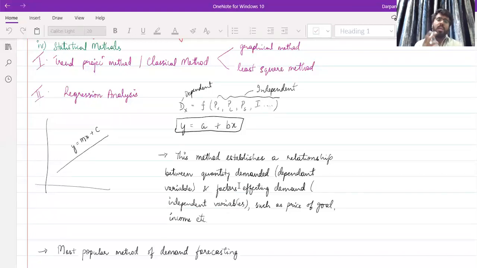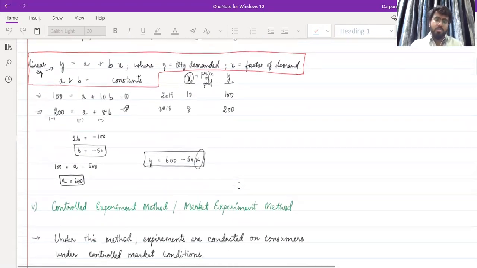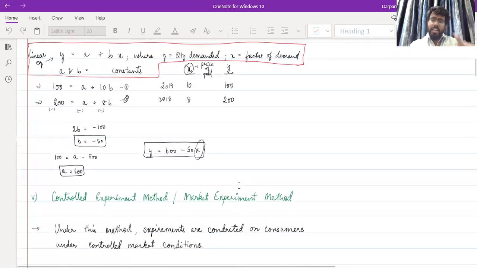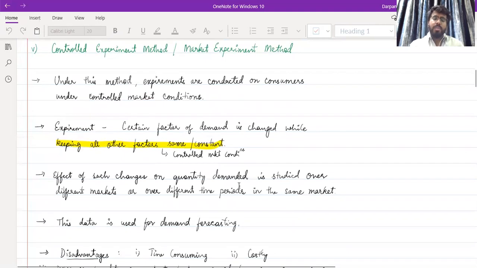What are a and b? These are constants, which you will have to find. If you get these constants, then if you substitute x in that, you will get the y value, correct? We saw an example also where we first tried to find the values of a and b, and then substituted the x value in that equation. Then there is the controlled experiment or market experiment.